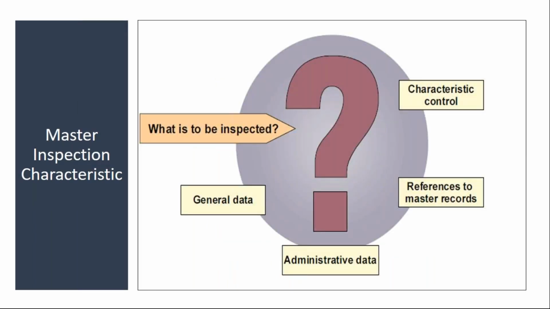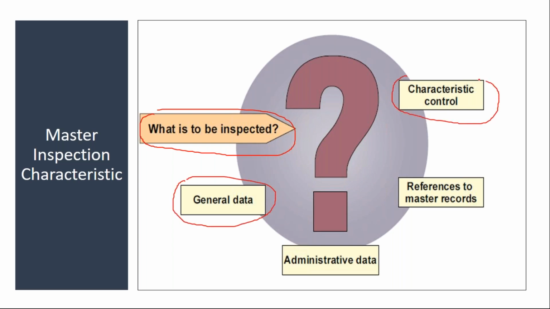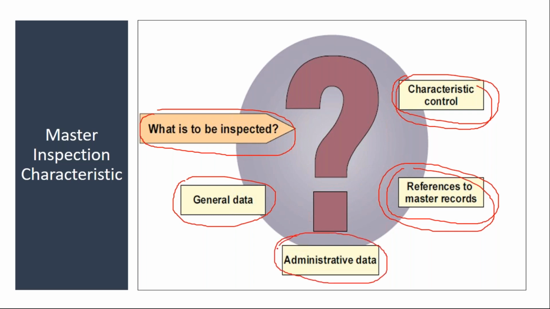So what is the data maintained in the characteristics, the MICs? Basically, you will maintain what you are going to inspect, and you will maintain some general data, characteristic controls, control data, and references to some master records. I will show you this in the system. And administrative data: who created this characteristic, on which date, at what time, all that information you will have in the MIC.